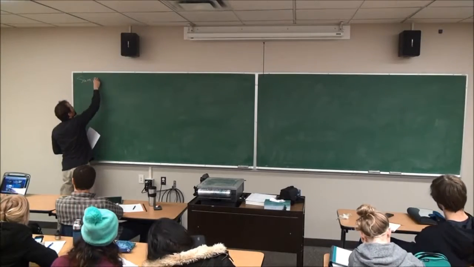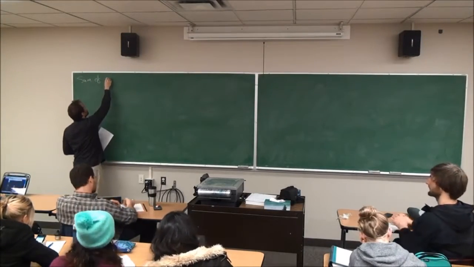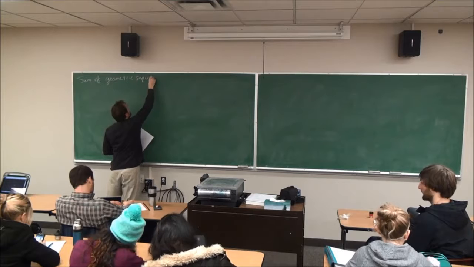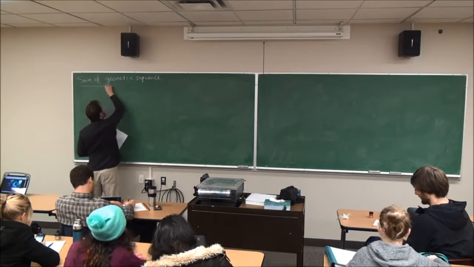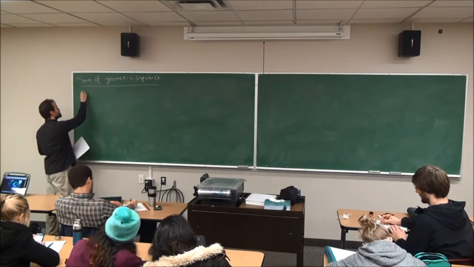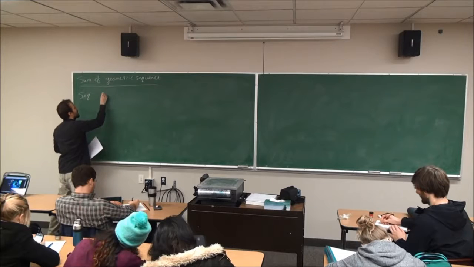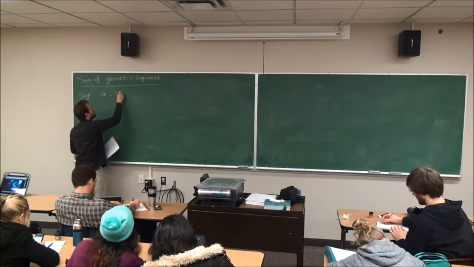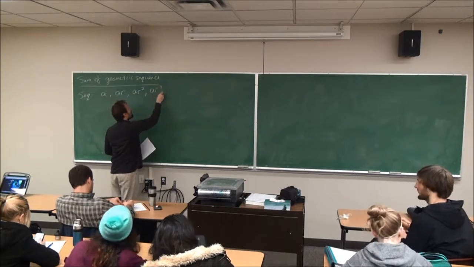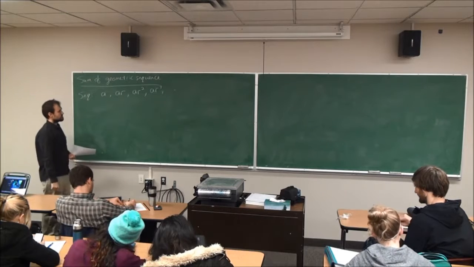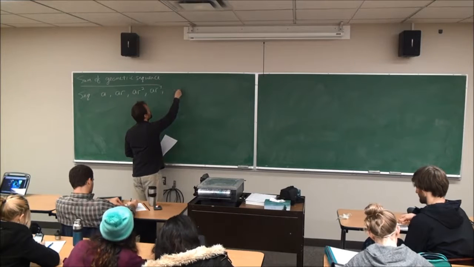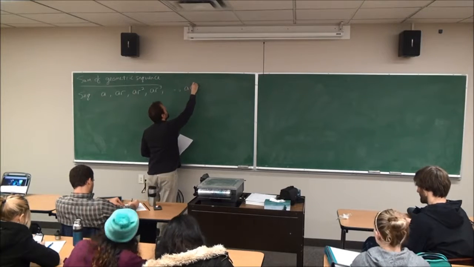Okay, so we want to talk about the sum of a geometric sequence, because it's going to help me derive the formula that I eventually want to talk about. So what does this sequence look like again? I have some number a, then a times r, a times r squared, a times r cubed, and so on. Let's suppose it goes all the way to a times r to the n minus 1.